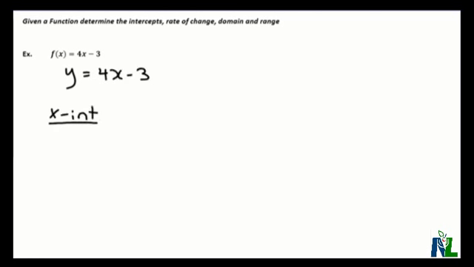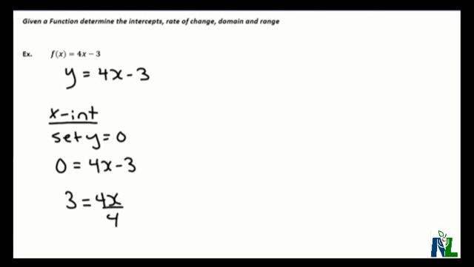If I was going to find the x-intercept, the first thing I would do is set y equal to 0, and then substitute that value in and solve for x. So 0 would be equal to 4x minus 3. So 4x would be equal to positive 3. And our x-intercept would be 3/4, or 0.75.